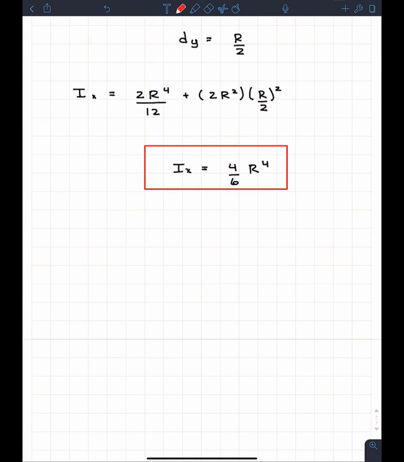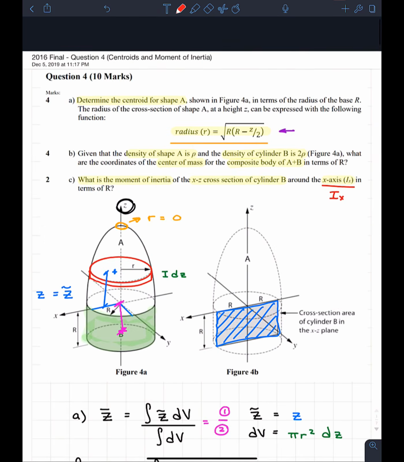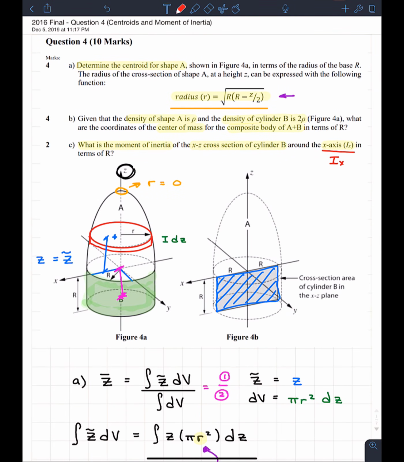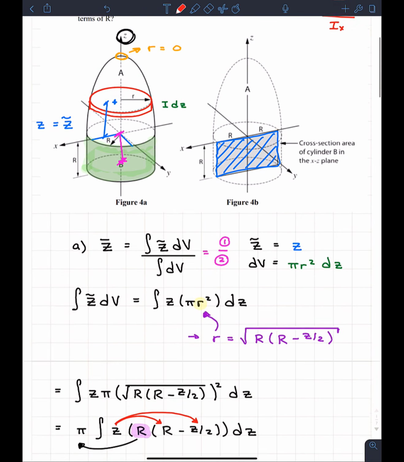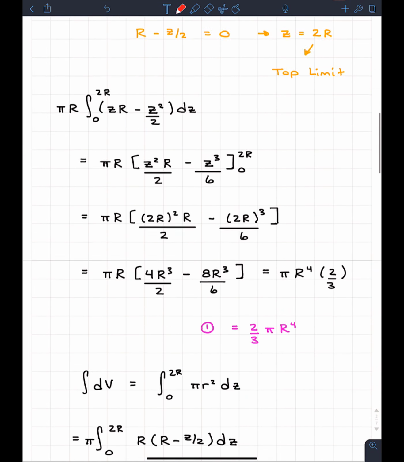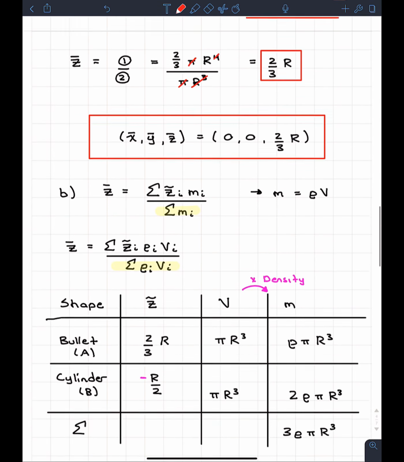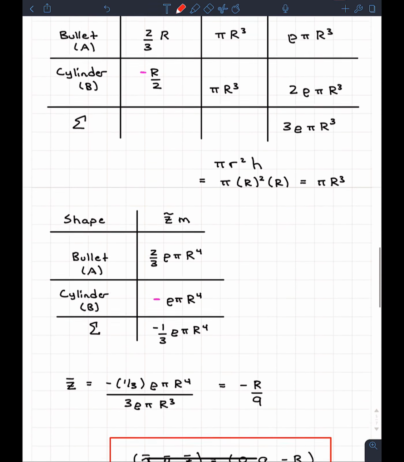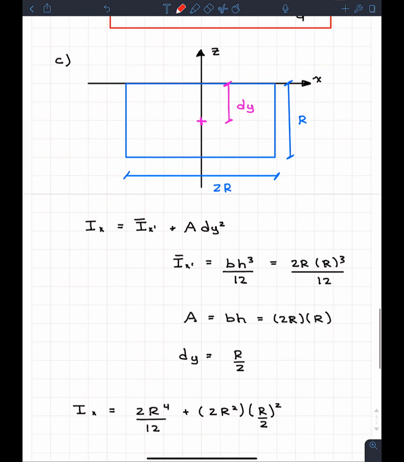So we scroll up here. We just want to make sure real quick: moment of inertia about the x-axis. Perfect. It's in terms of r. We're good to go. So that's how you do this question. Part A, well, that really sucks. Part B also really sucks, but it's not as bad as part A. And then part C, really, really easy.